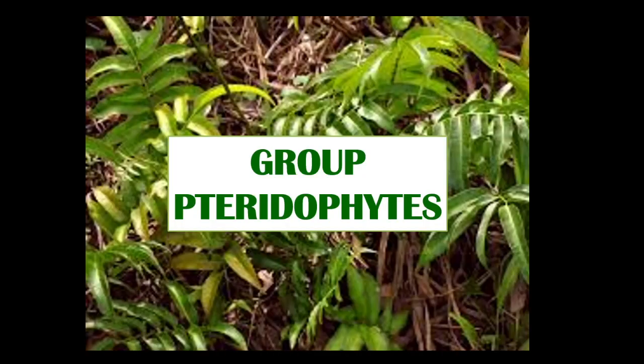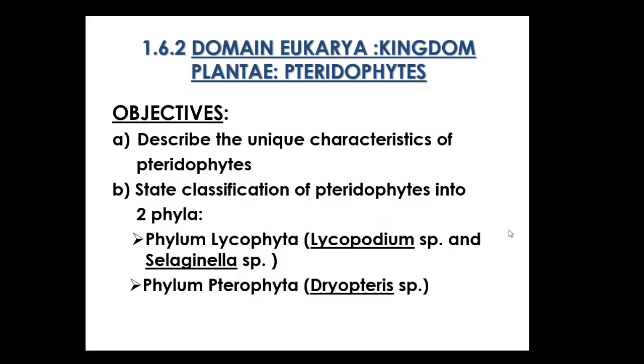So, group Pteridophytes. The objectives for this part of the chapter are that you should be able to describe the unique characteristics of Pteridophytes, and you should also be able to state the classification of Pteridophytes into two phyla, which are phylum Lycophyta and phylum Pterophyta.